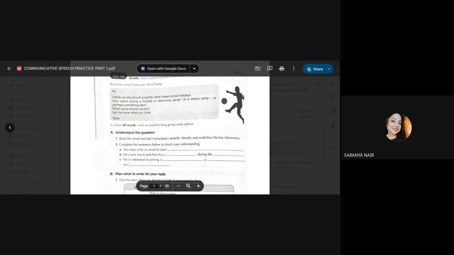Complete the sentences below to check your understanding. You must write an email to your who? Is it your family, your cousin, your friend, your teacher, or who is it? Yes, your friend, Tariq. You can either write the word friend, comma Tariq, or you can just write your friend. Either way, it will be correct. Adding the name there is just additional information. Understand?